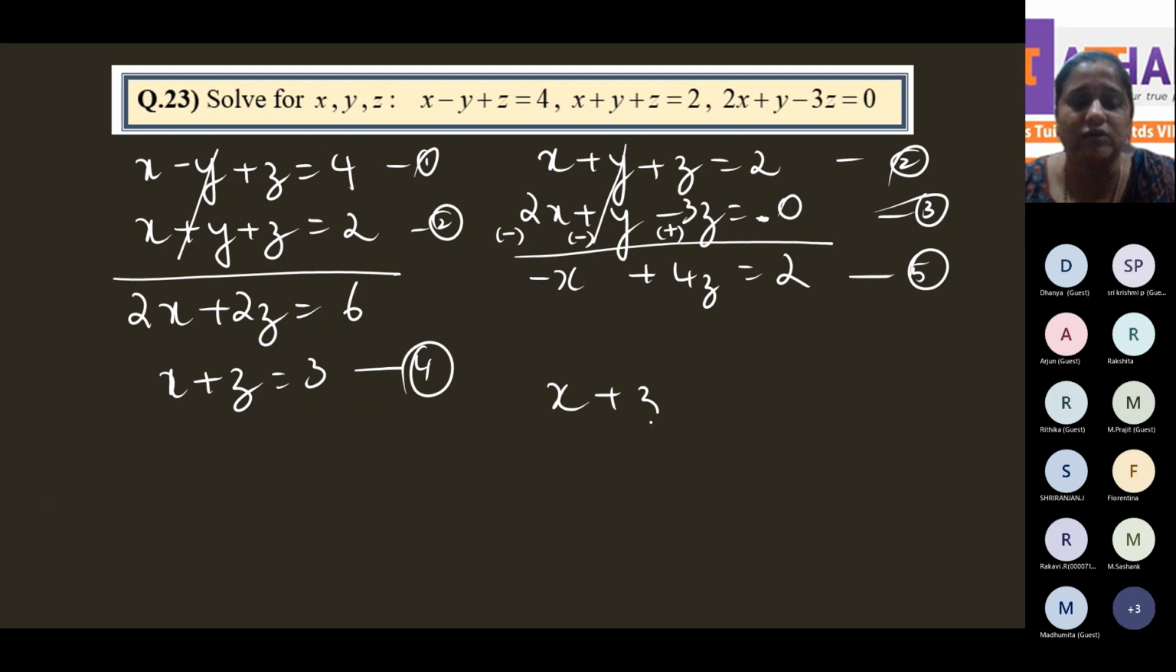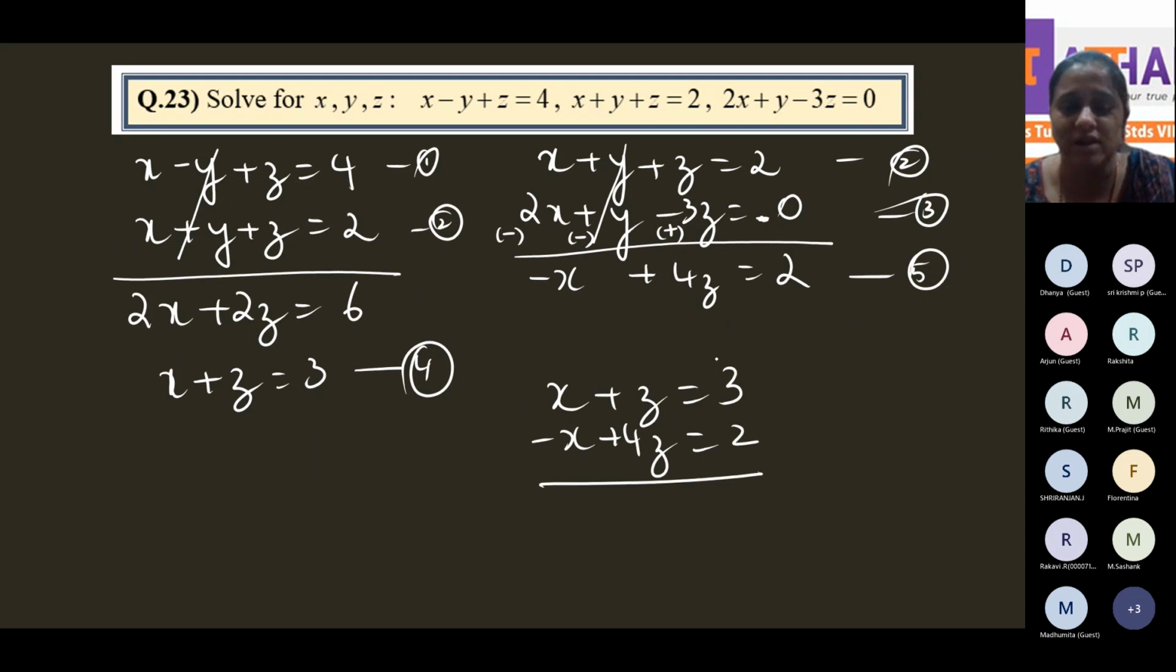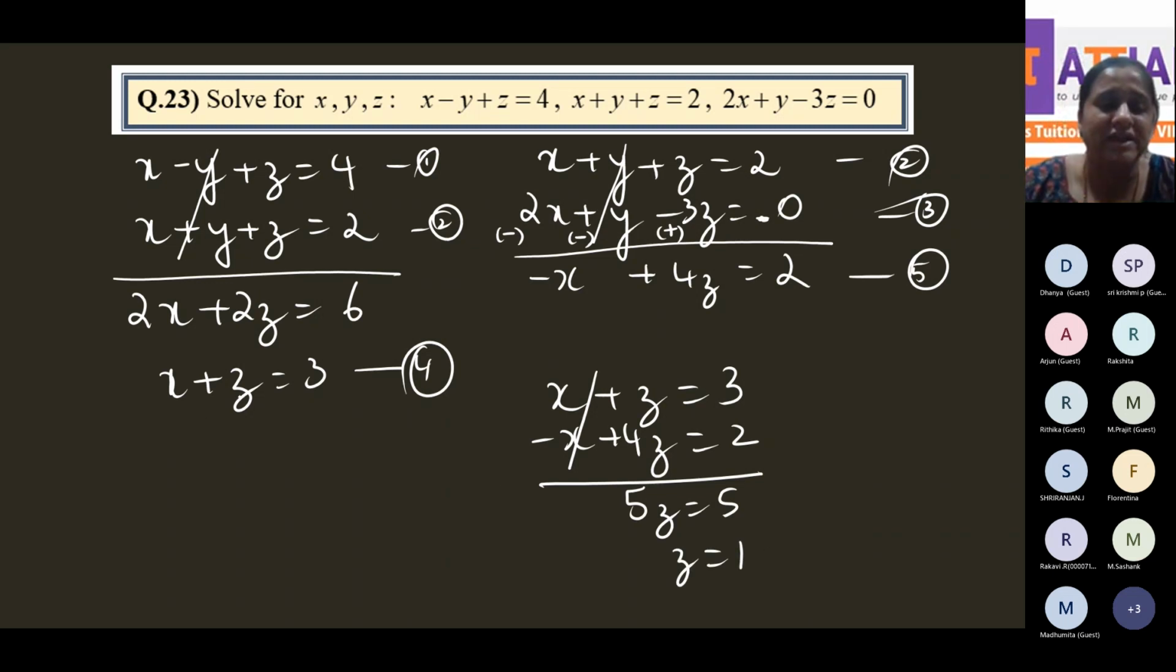x plus z is equal to 3 is the fourth equation. Minus x plus 4z is equal to 2 is the fifth equation. Solve these two. So you get 5z is equal to 5. z is equal to 1. Once you get the value of one variable, you can put the value of z here. z is 1 here, so you will get x is equal to 2. And then substitute in another equation which has x, y, and z and get the value of y.